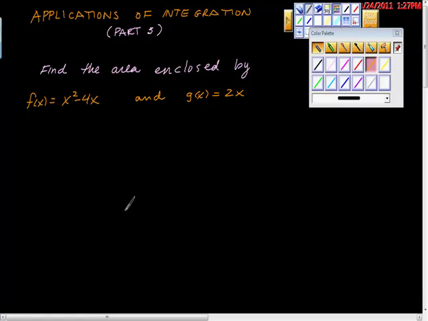I thought we'd try another application of integration. This will be part 3. Find the area enclosed by the functions. This could also read find the area between, find the area captured, etc.